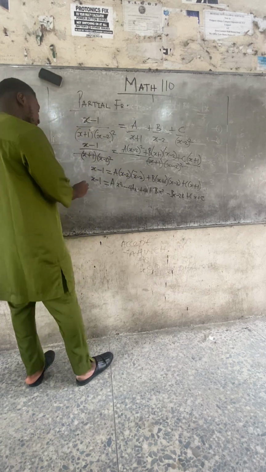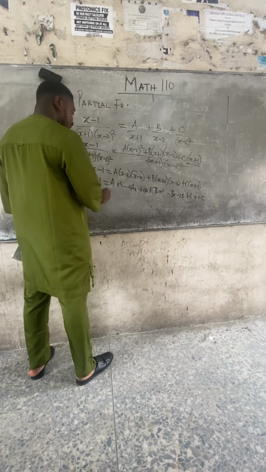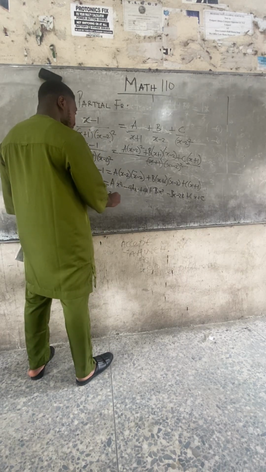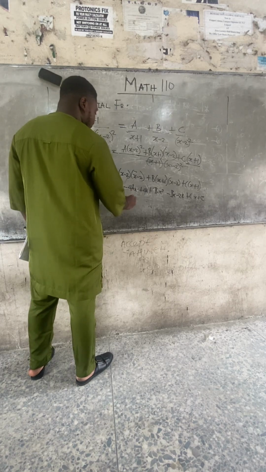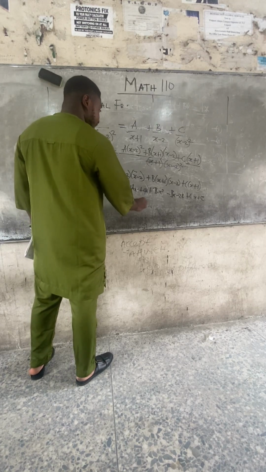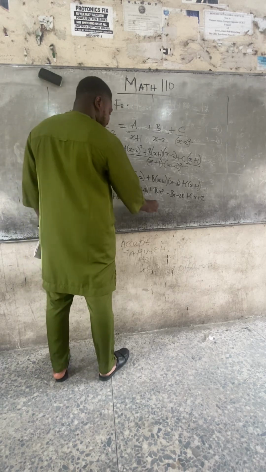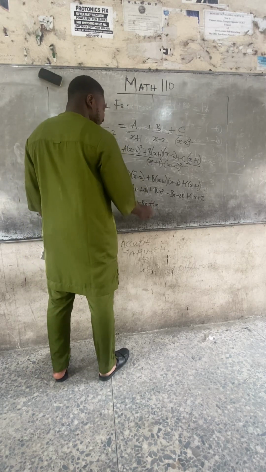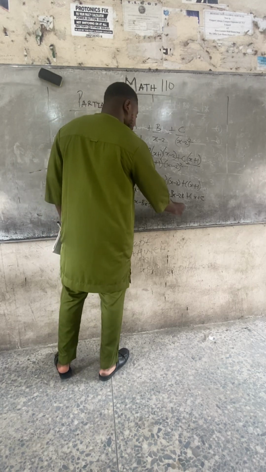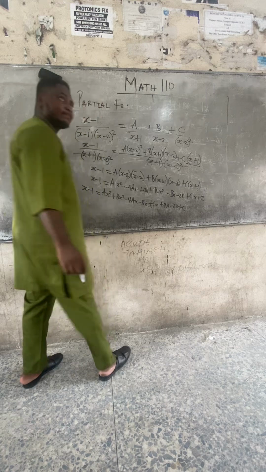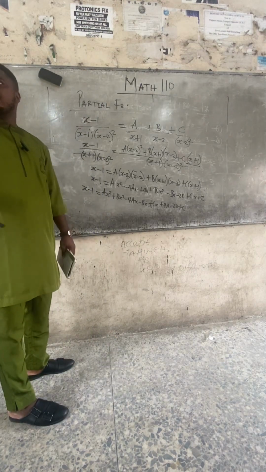Now, collecting like terms, class. X minus 1 equals, those people that have x square, let's collect them first: Ax square plus Bx square. Those people that have x: minus 4Ax, minus Bx, plus Cx. Those people that don't have x at all: plus 4A minus 2B plus C.